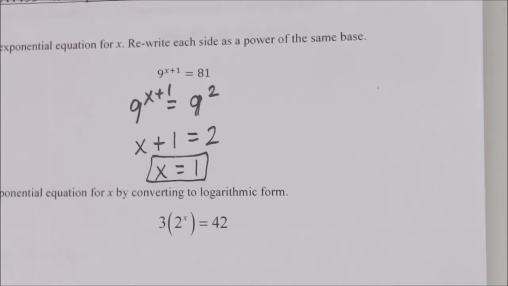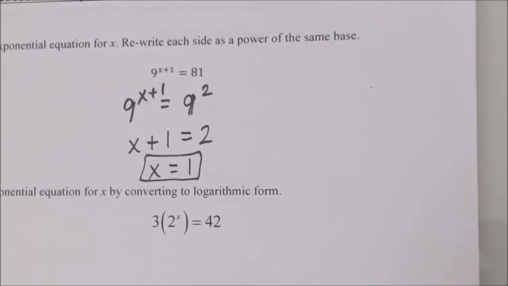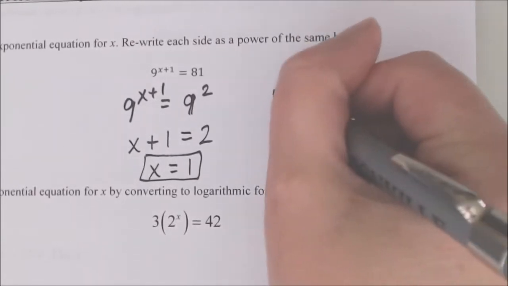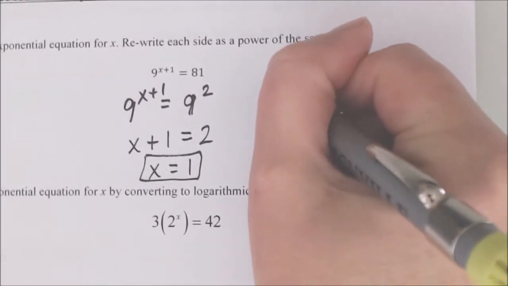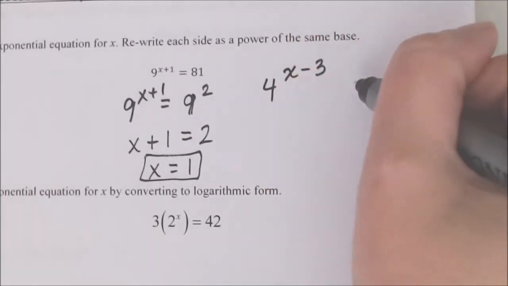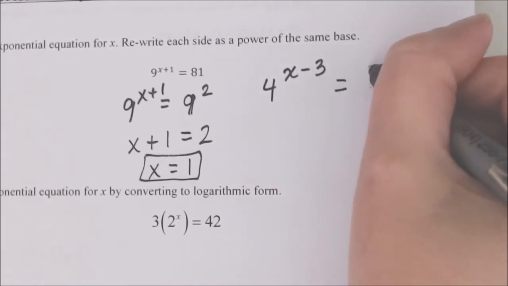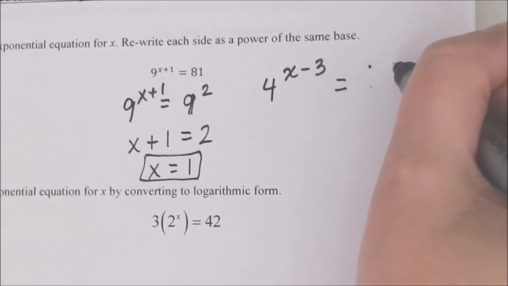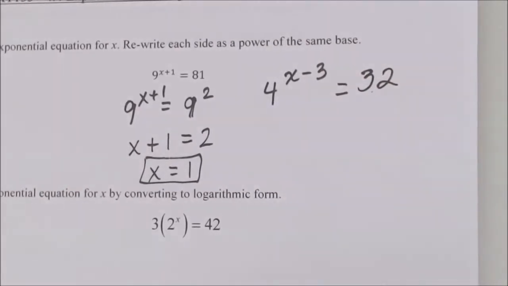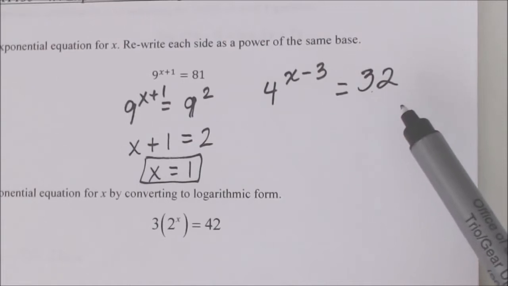I'm going to add another example that's not on your paper that's a little bit more involved, because I want you to see this in case there's any in the homework like this. Let's do 4 to the x minus 3 power, and I'm going to set that equal to 32. So I have 4 to the x minus 3 power equals 32.